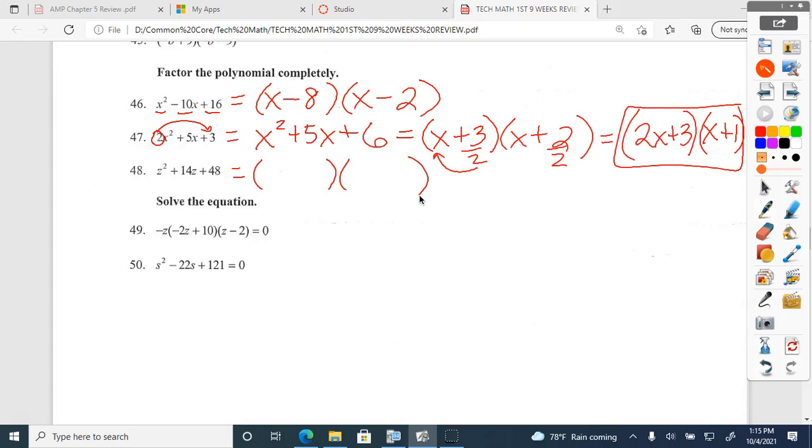48. Is there a common factor? There is not. So what two numbers multiply to be 48 and add up to be 14? 6 and 8. Positive 6. Positive 8.